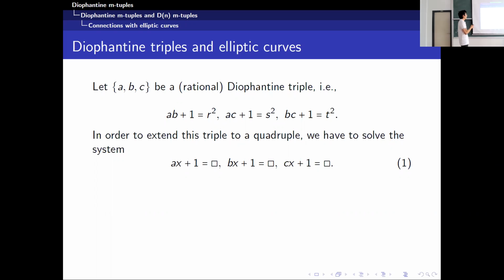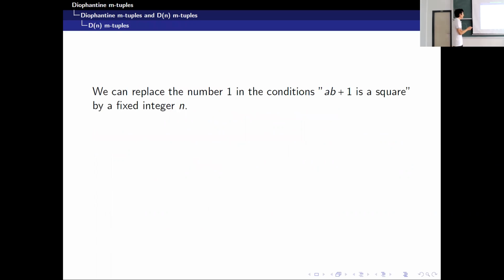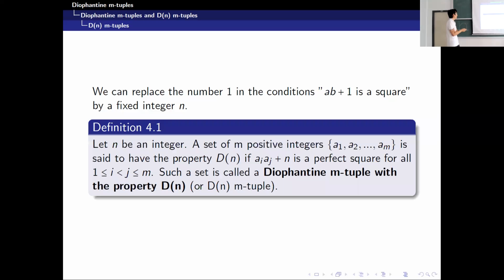If I multiply these three equations, I get an elliptic curve equation, and my whole product must be a perfect square. This is actually related to double points on the elliptic curve. We will see much more detail in the article. Until here, I multiplied two numbers and added one, but now I can replace the number one with a fixed integer n, and this is a new definition.